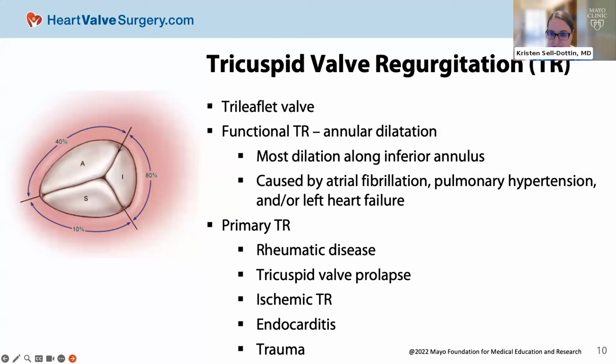And we'll circle back to these main topics as we go through a couple of cases here in a moment. The second main category of tricuspid regurgitation is primary TR. Now, this would include an actual mechanical issue with the heart valve leaflets and includes the list of things that you see here: rheumatic disease, tricuspid prolapse, ischemic TR, endocarditis, which is infection of the valve leaflets, and sometimes even trauma, which again, you'll see in our second case.